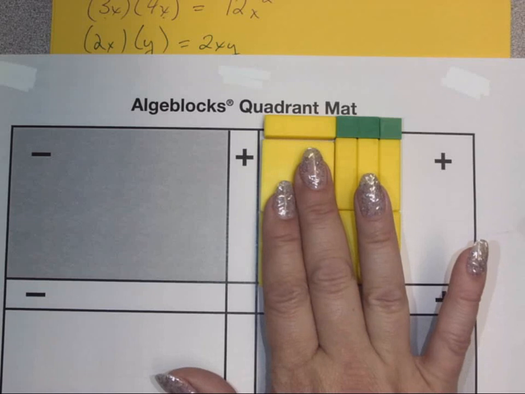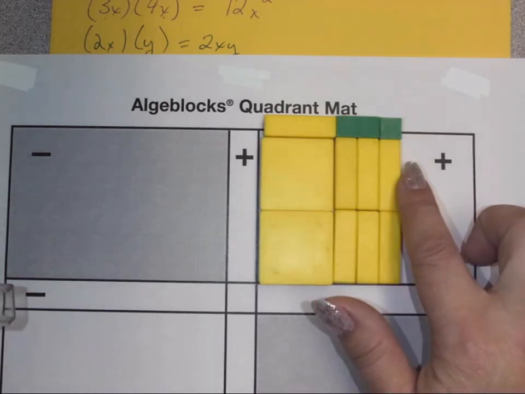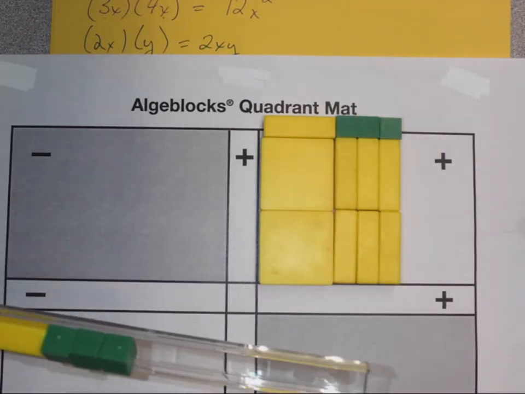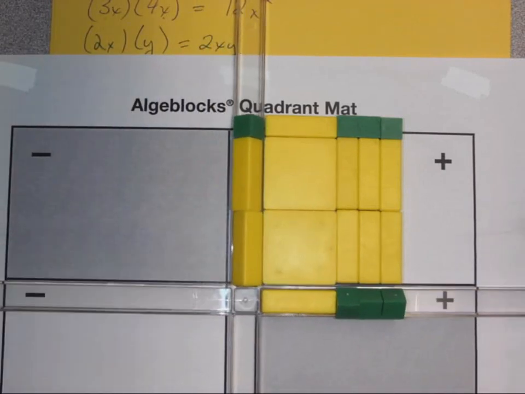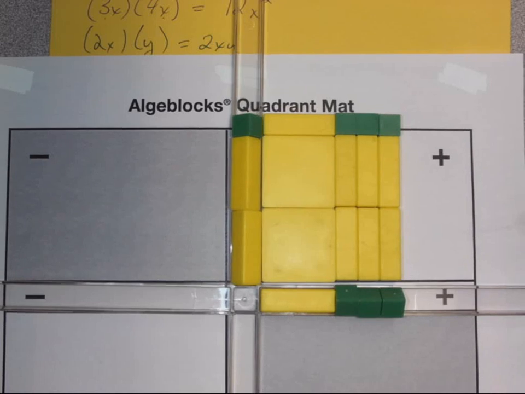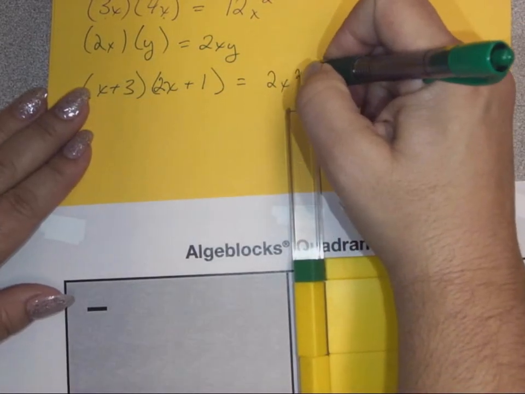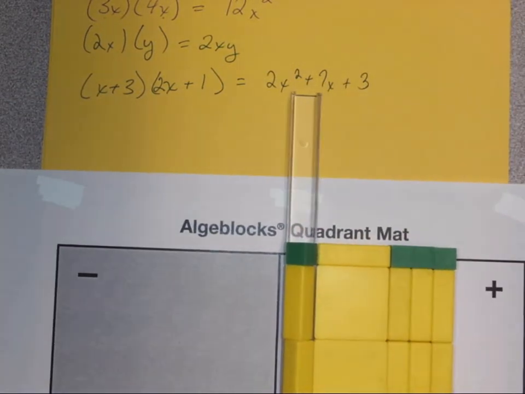Okay, well, that was 2x squared. These are x's, 1, 2, 3, 4, 5, 6, 7 of them. And there's 3 little 1 guys, right? So my answer is 2x squared plus 7x plus 3. Let's see what's going on with that. So let me put that up there. 2x squared plus 7x plus 3. Okay, let's think about that.